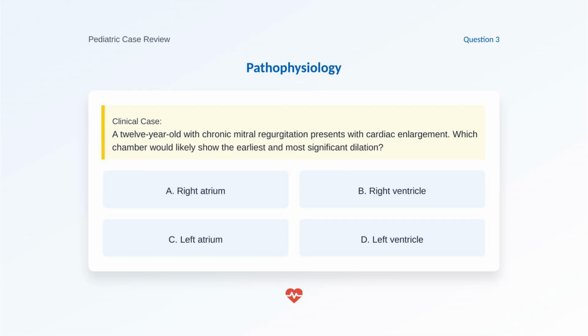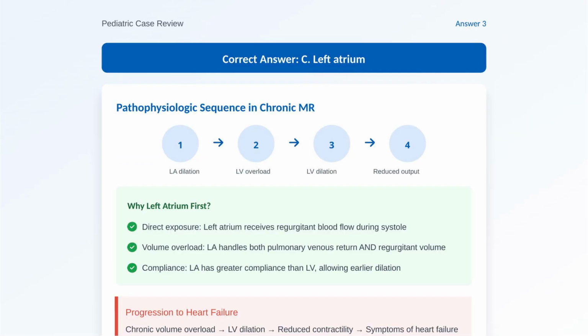Left ventricle. Consider the hemodynamic consequences of mitral regurgitation and the sequence of changes that occur in the cardiac chambers as the condition progresses. Understanding this pathophysiology is essential for recognizing the clinical manifestations and determining appropriate management strategies. The correct answer is C. Left atrium. In chronic mitral regurgitation, the left atrium experiences the earliest and most significant dilation because it directly receives the regurgitant blood flow from the left ventricle during systole.